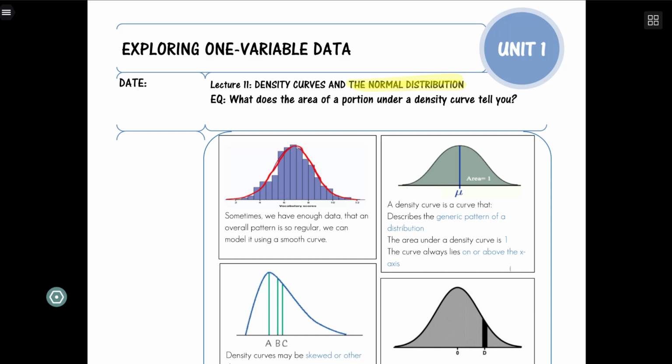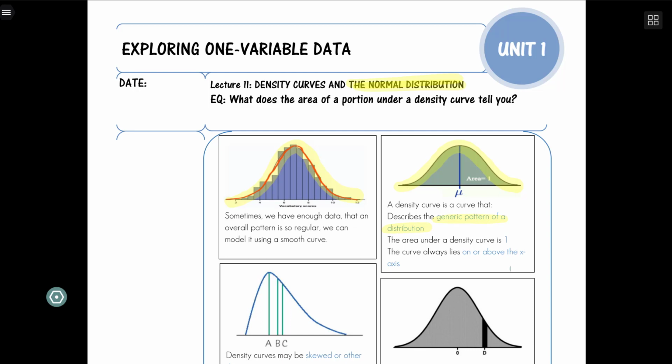Well, sometimes we have enough data in a distribution that an overall pattern becomes very regular and very obvious. And if that's the case, we can draw a smooth curve over it like we've done in the past, and we can use that as a model. So we transfer that data into this smooth curve and it becomes a density curve. Okay, because underneath that density curve is going to represent every single possible observation that your quantitative variable will take. So what that tells us is it describes the generic pattern of a distribution.